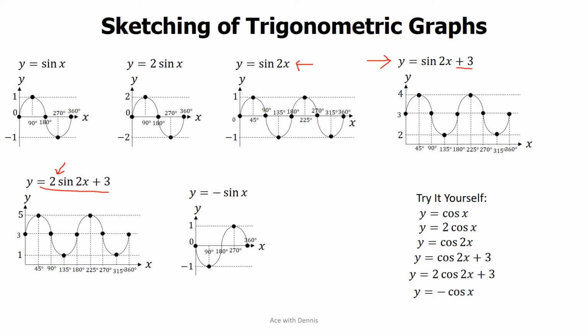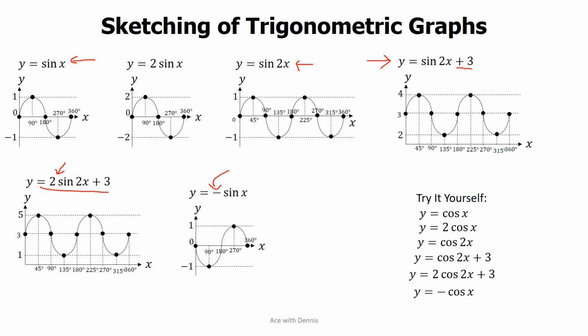How about this? When y equals negative sine x, what will be the impact when there's a negative sign in front? This actually means that a is -1. So for the graph, we start from the very original graph, y equals sine x. We move on to negative, so the whole graph will just reflect along the x-axis.